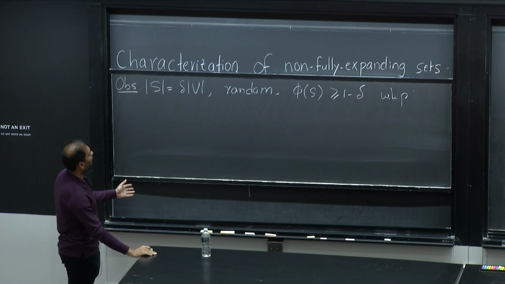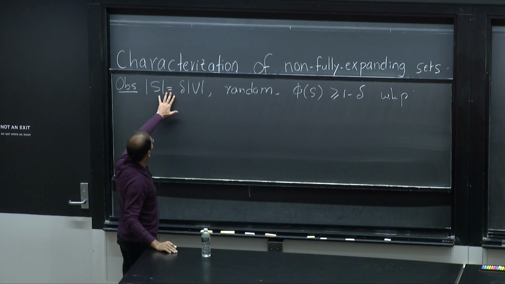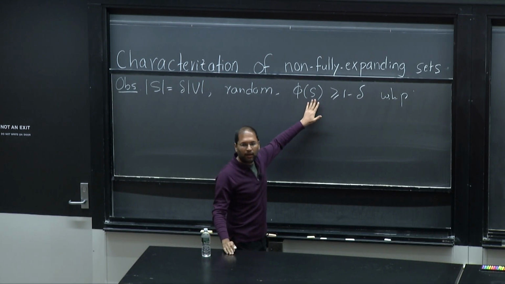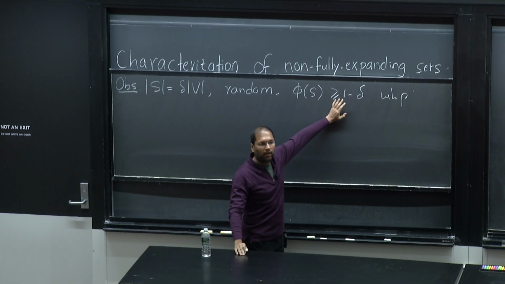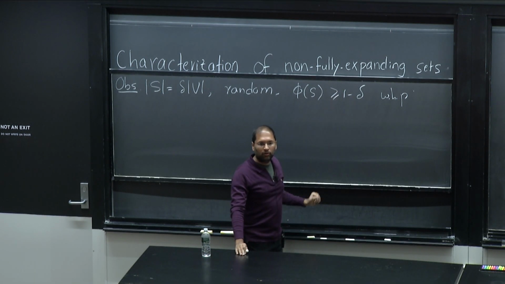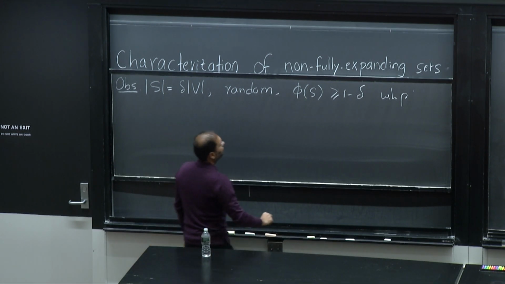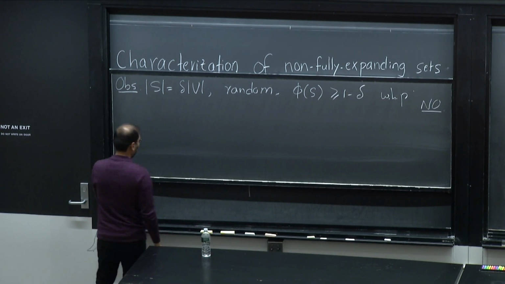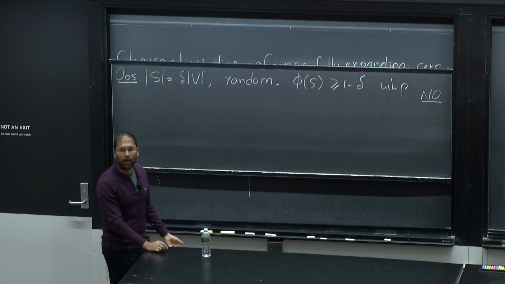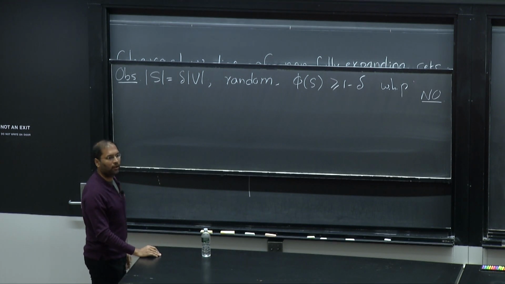And the question of interest is: is this always the case? In the sense that if I have a set of small size, is it necessarily the case that its expansion is close to 1? And if the expansion is close to 1, that's what I mean by near full expansion. Okay? So is the question clear? And the answer turns out to be no. Meaning there are sets which are not expanding. In fact, there are sets whose expansion is 1/2. And I will spend some time describing these sets.